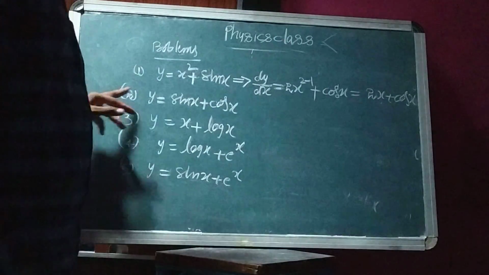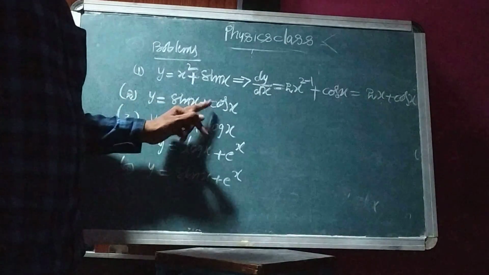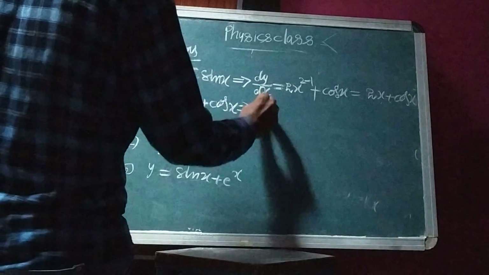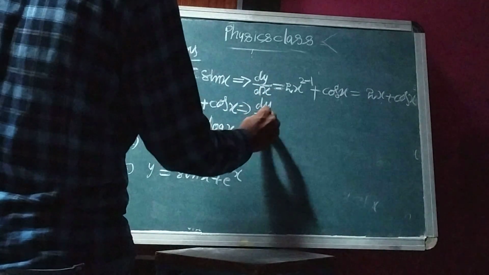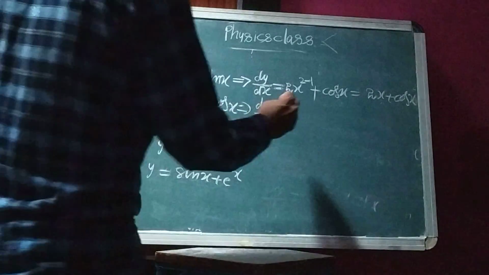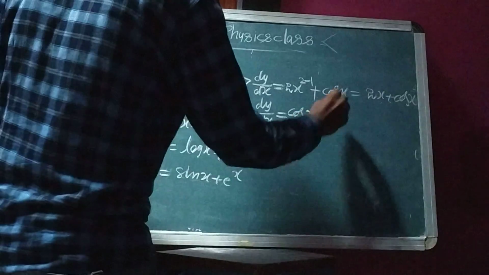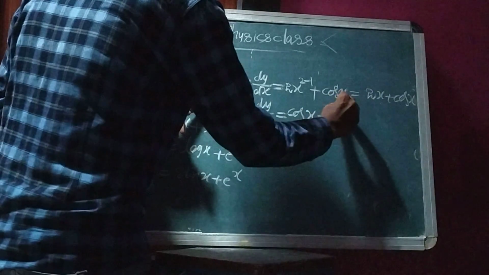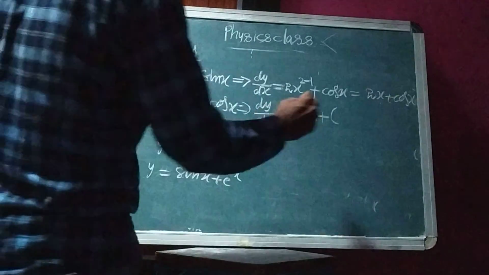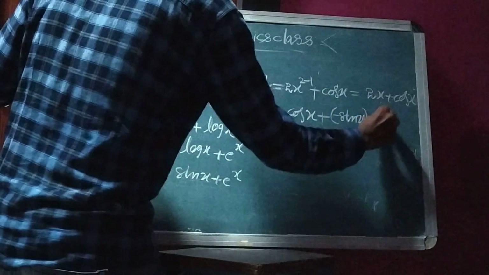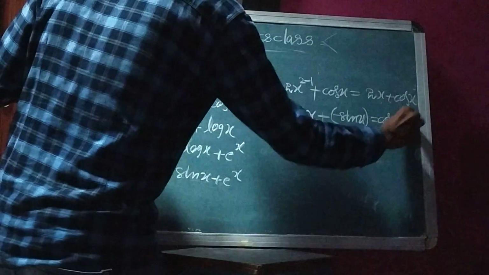Next problem, y is equal to sin x plus cos x. Differentiate with respect to x. dy by dx is equal to d by dx of sin x, which is cos x, plus d by dx of cos x, which is minus sin x. Then we can write cos x minus sin x.